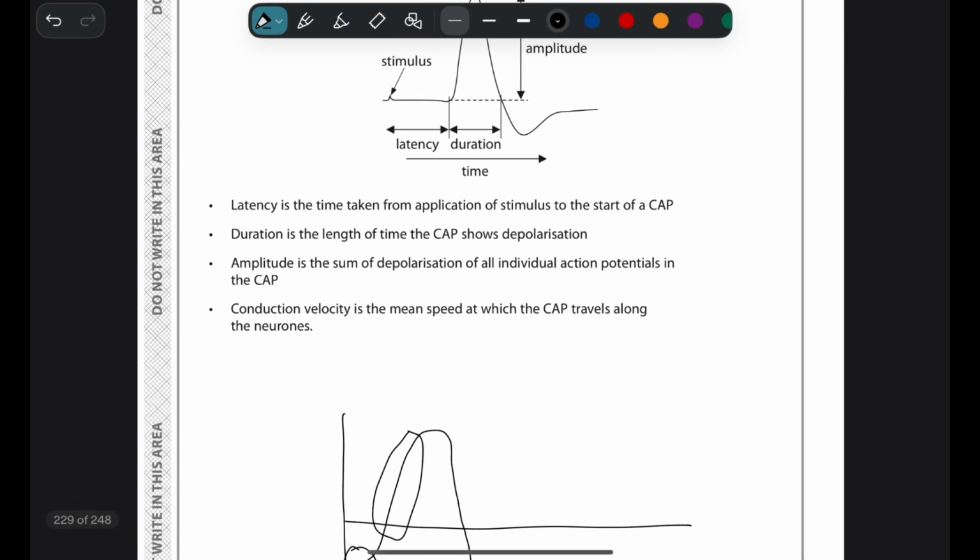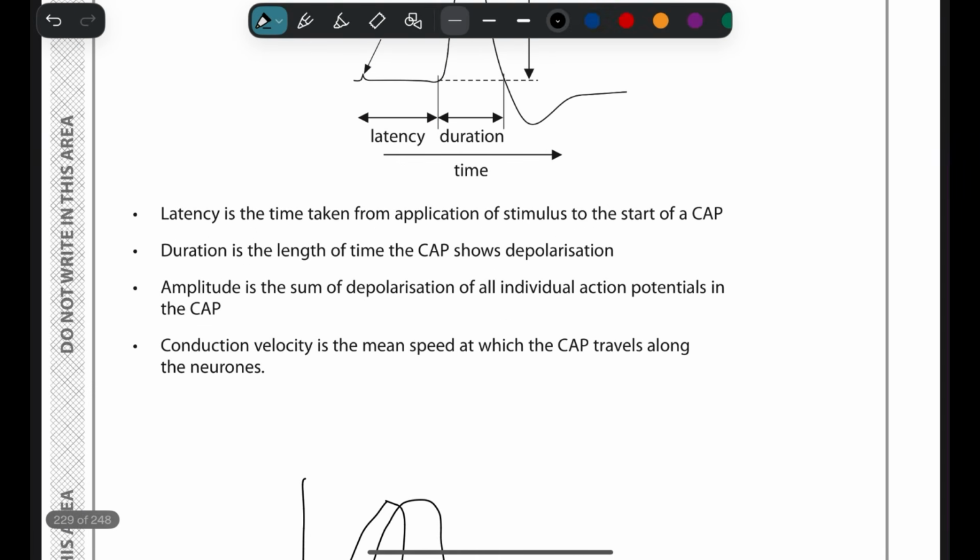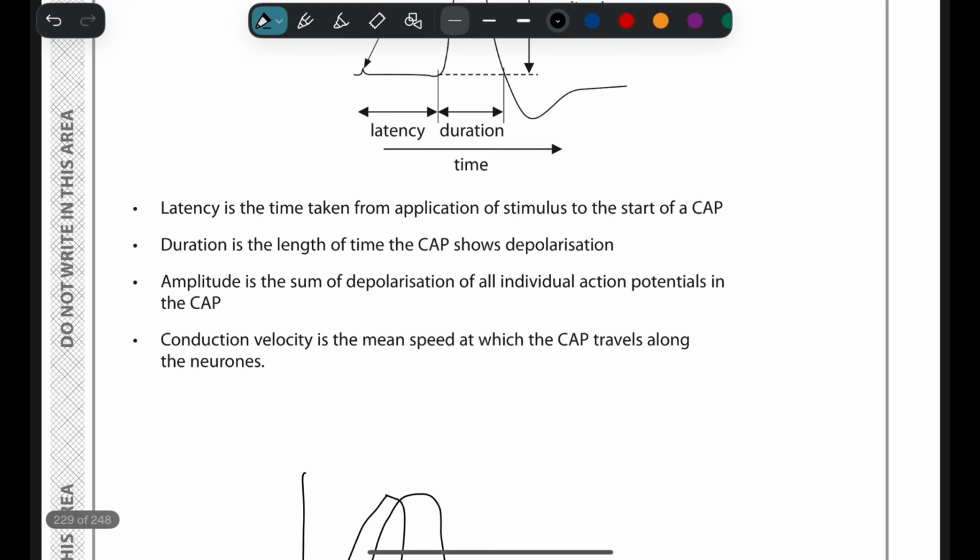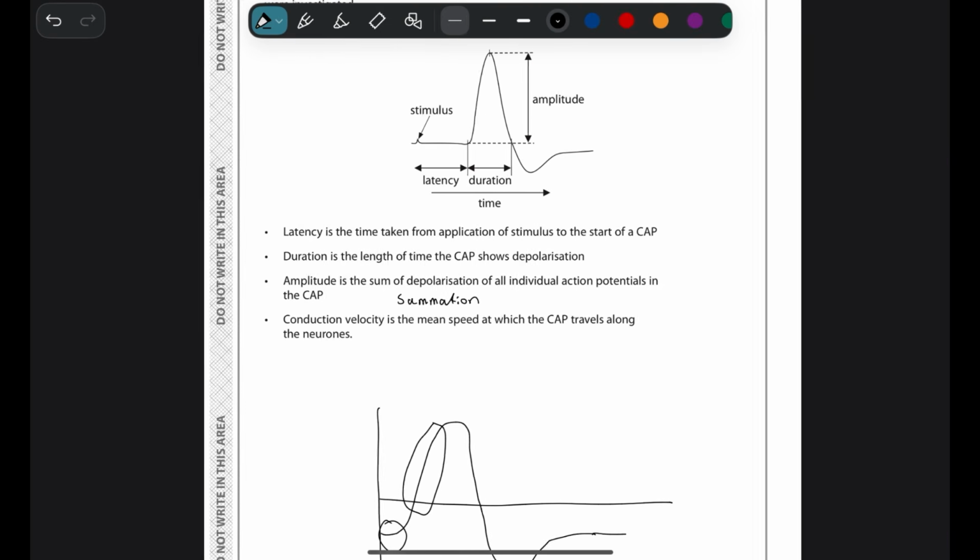When we're talking about amplitude, to me, if I'm talking about the sum of depolarizations of all the individual action potentials, I'm thinking that's a point about summation potentially. So I'm going to mention summation. There we go. I'm going to maybe talk about summation at some point. And the conduction velocity, we're aware, is just the speed of the action potentials.